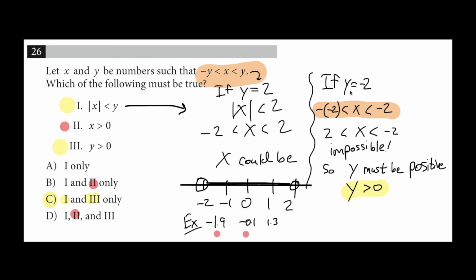I did that by counterexample. I tried to violate statement 3 by choosing y to equal -2, and then I found out that this was not going to be possible.